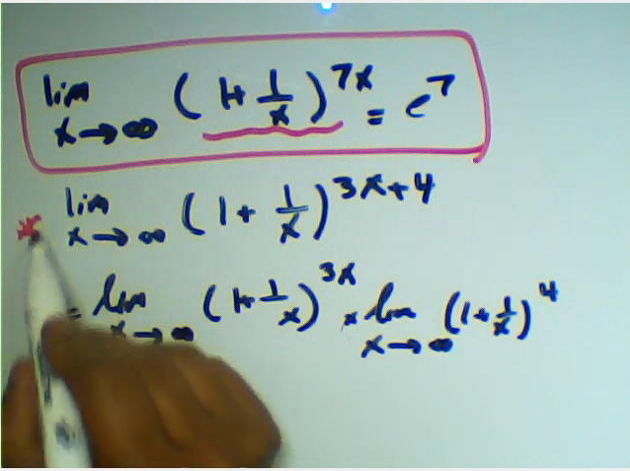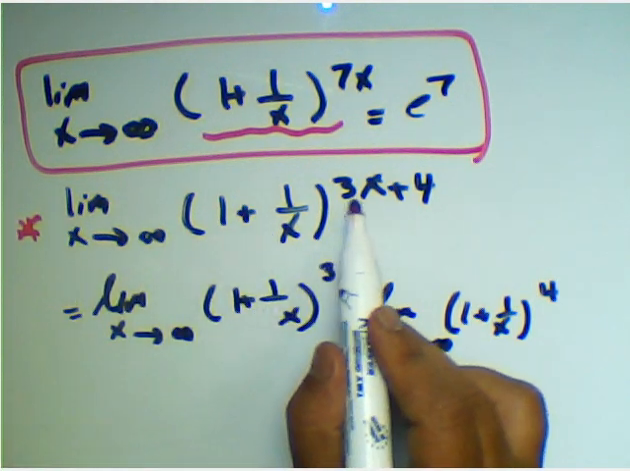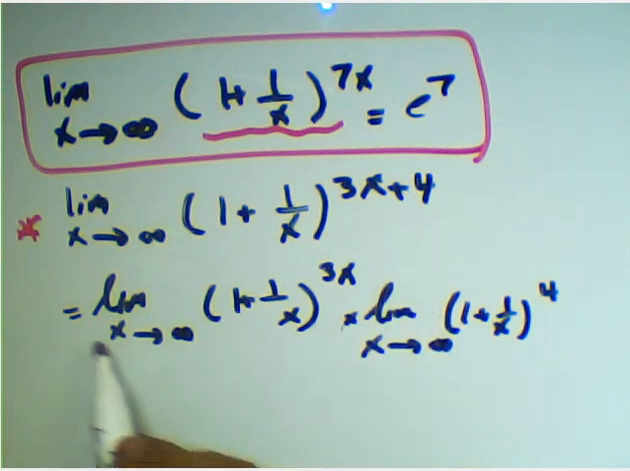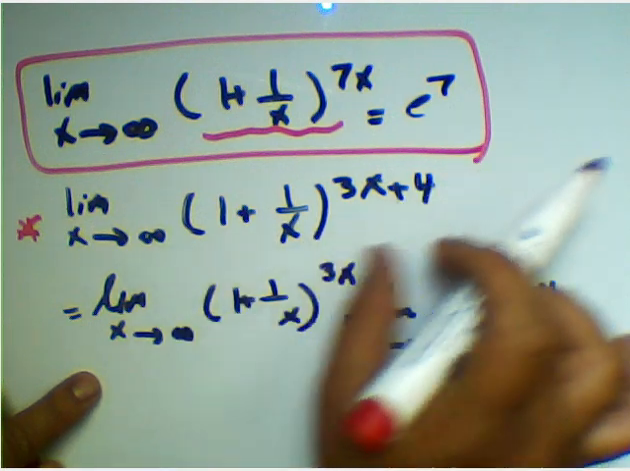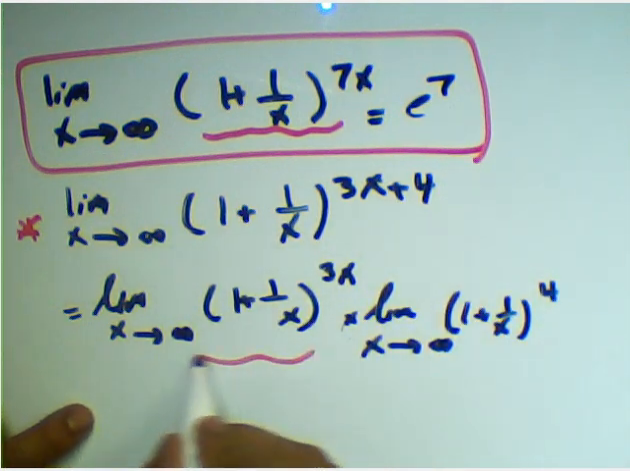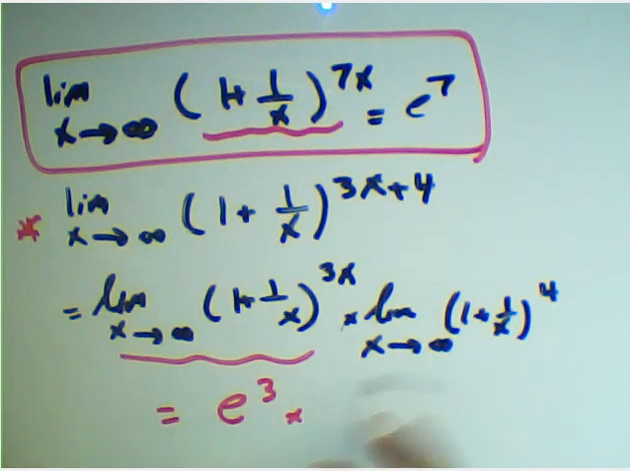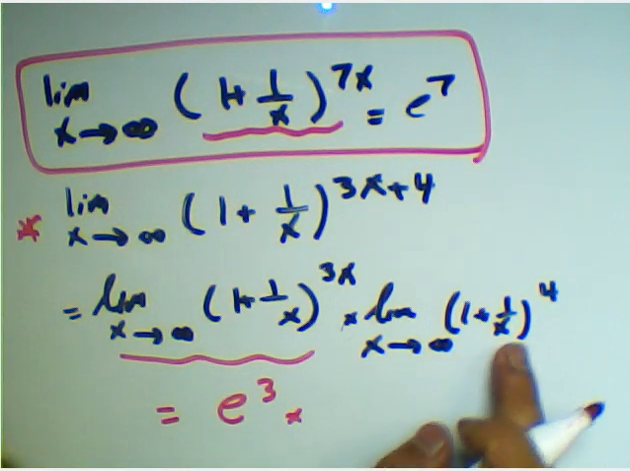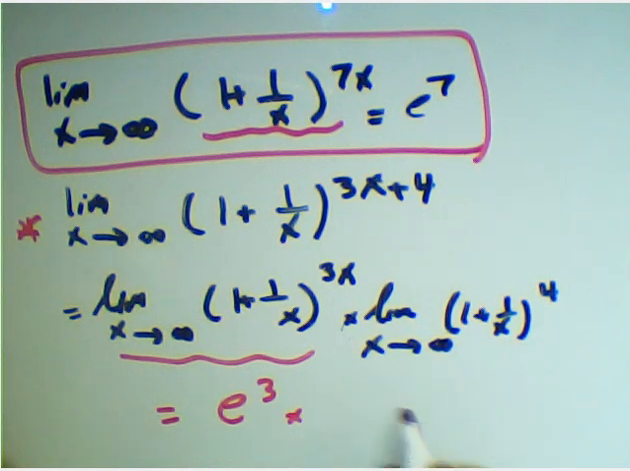And what about this example? The limit when x approaches infinity of (1 + 1/x)^(3x+4). We can use the properties of limits here: the function to the power 3x, and this function to the power 4. The result will be e^3, multiplied by the result of the other function. Put x equal to infinity here: 1 over infinity equals 0, 1 plus 0 equals 1, 1 to the power 4 equals 1. The result will be e^3.